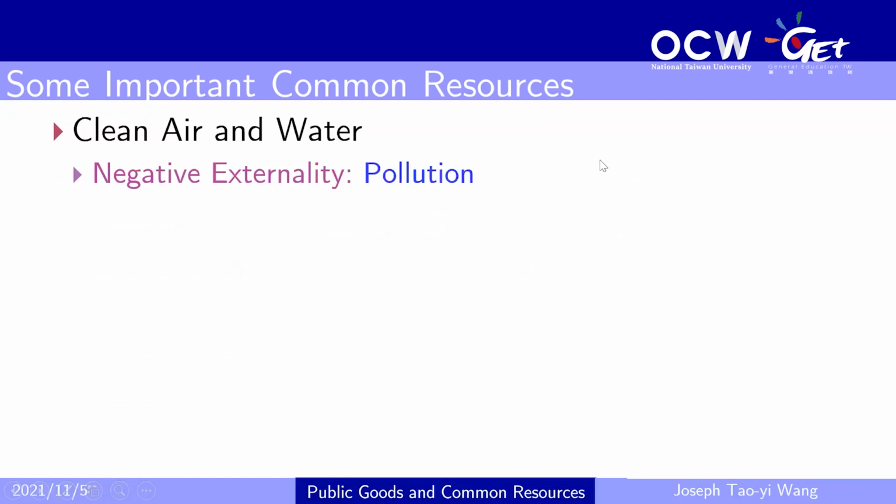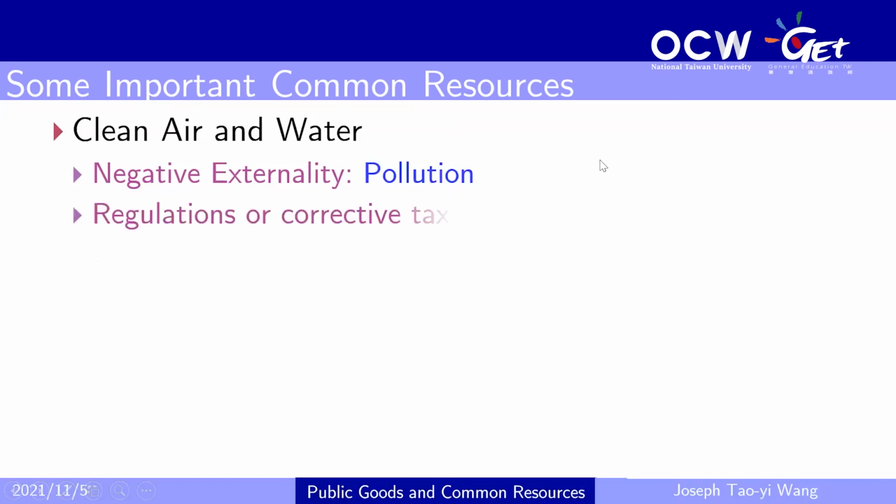In some sense, clean air and water are an important common resource. Because if somebody is using the water, then other people's usage, their utility, would go down. If I use this to wash my clothes, then you can't drink it, right? So that is rival consumption.